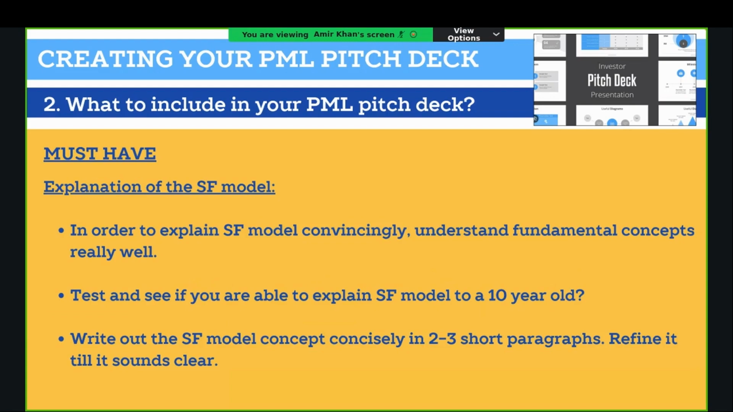If you really, really break it down to the lowest level, you'll actually get to a point where you're explaining it in a way that a 10-year-old can understand it. So once you break it down, and if you can do that, then you can explain it to anybody who's new to the slow flip model. Write out the slow flip model concept concisely in 2 or 3 short paragraphs. Refine it till it sounds clear.